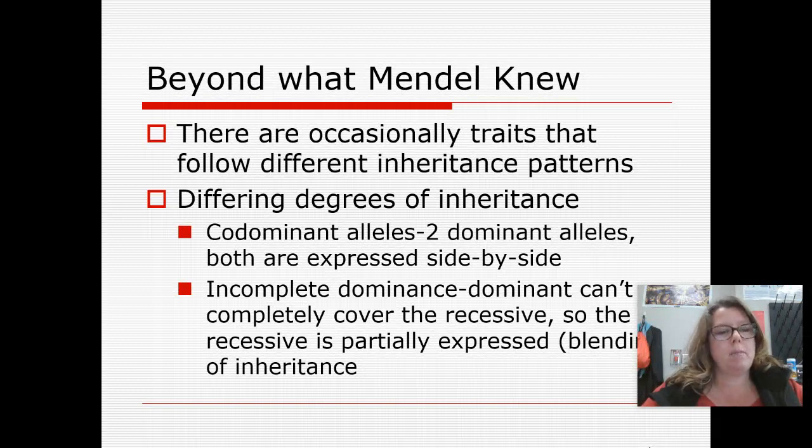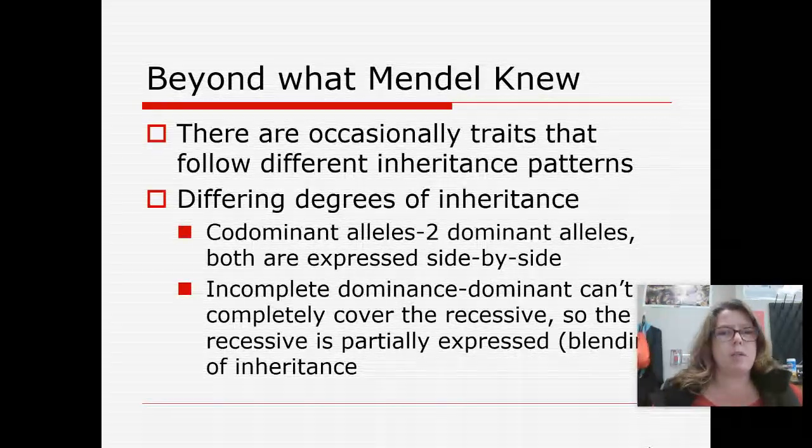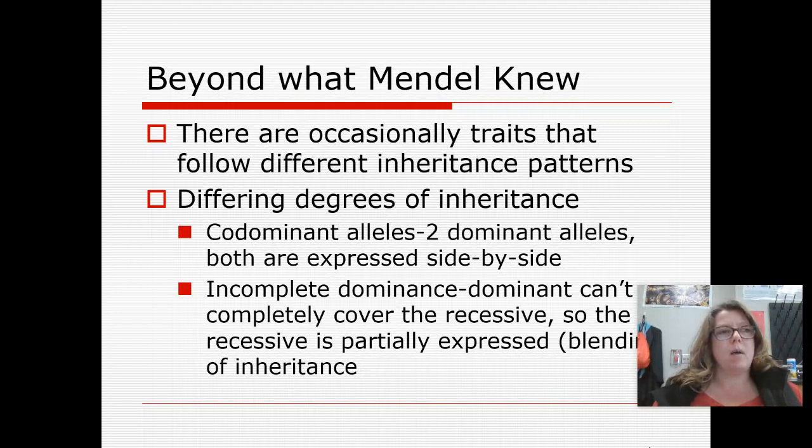So there are two types of inheritance where dominance has degree. The first is codominant alleles, where you have two dominant alleles and both are expressed side by side, so you actually see both of the alleles in the phenotype. The second type is incomplete dominance, which happens when the recessive kind of peeks through a little bit. The dominant is trying to cover it up, but the recessive shows through, and the result is a blending of inheritance. So let's look at what this looks like.